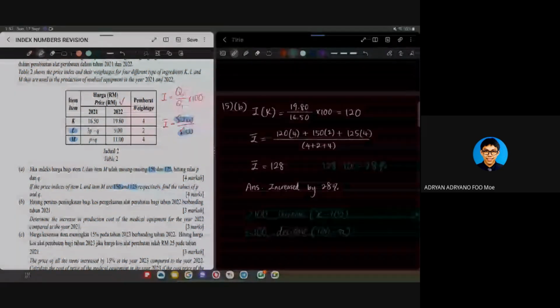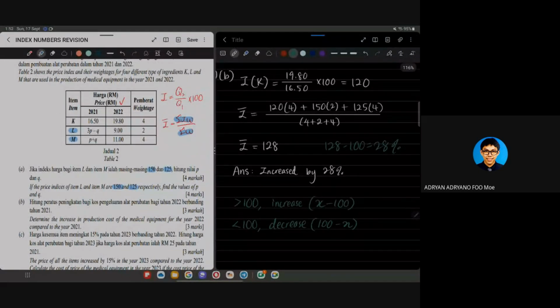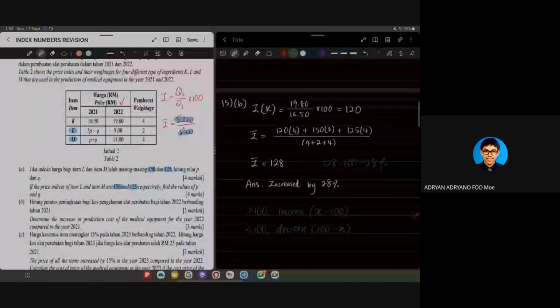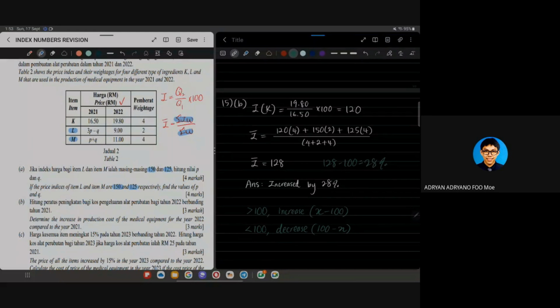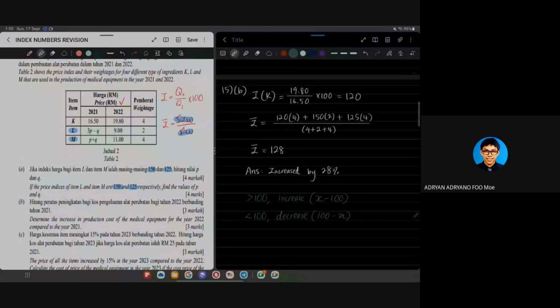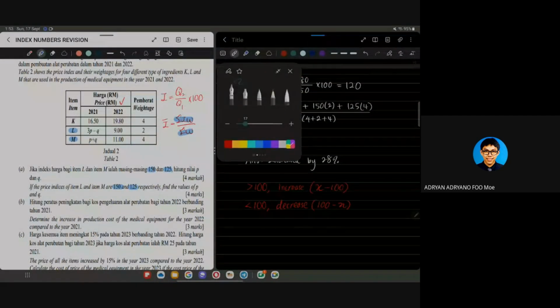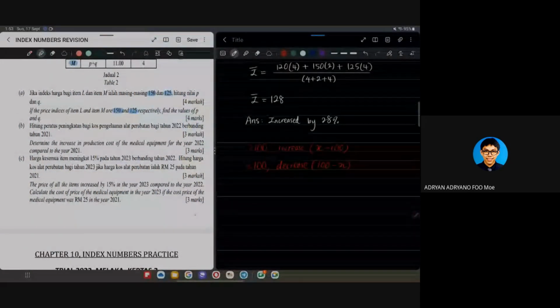Whereas for less than 100, you already know it is a decrease, so how do you know how much it decreased? You take 100 minus the index. For example, if the index is 93, it means I decrease by 100 minus 93, which is 7%, so it decreased 7% in the price. So can you see it's actually not difficult to get marks. It's actually very easy, they are all concepts you already know. The problem is the technique. Technique is very important. Hope I'm not going too fast.